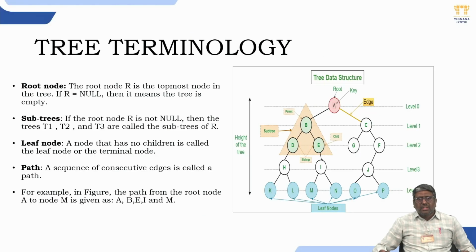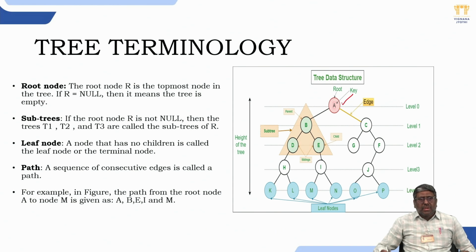Now the tree terminologies. In the tree, we call one node the root node. The root node is the topmost node in the tree. So in the given diagram, A is called the root node. It is the topmost node in the tree. If R is equal to null, then the tree is empty.